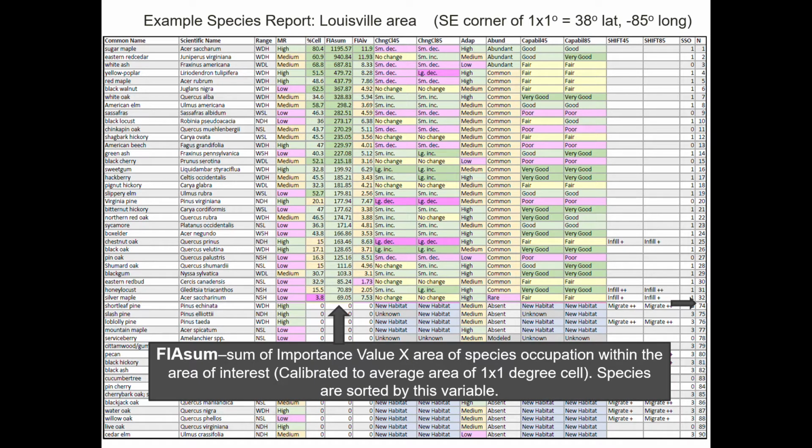Next is FIA sum, and this is basically the importance value, again taken by number of stems and the basal area of those stems within that 1 by 1 degree area, and then calibrated to the average across the whole area. And this is the main variable we use to sort the species. As you can see, sugar maple ranks highest, followed by eastern red cedar, white ash, yellow poplar, and so forth down the list. If you go to that particular 1 by 1 area and study the entire 100 by 100 kilometer area or so, that is the ranking you would see for the species.